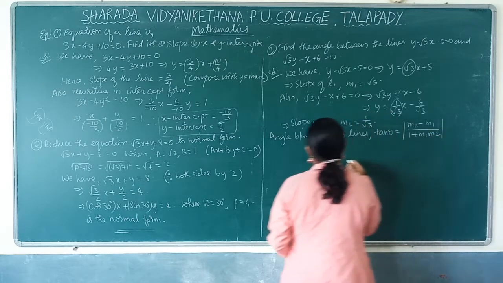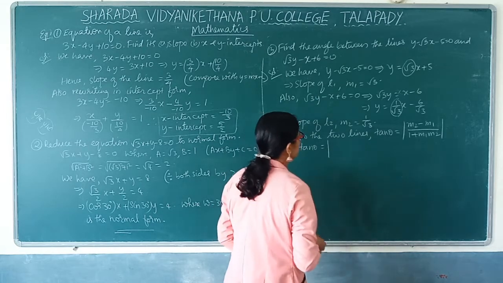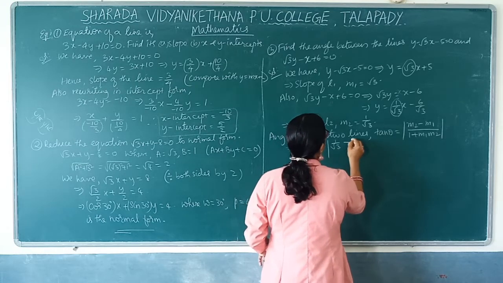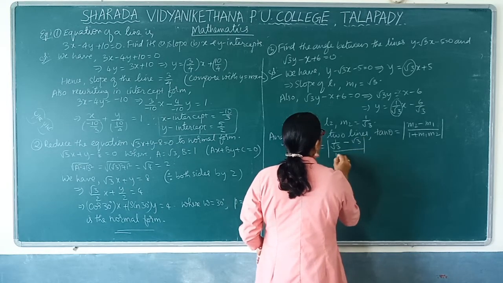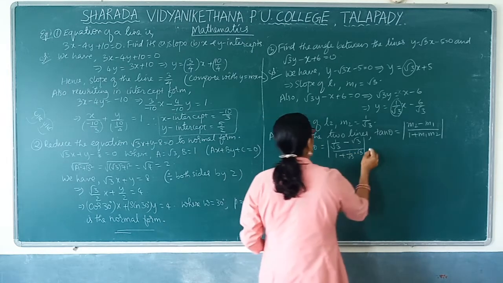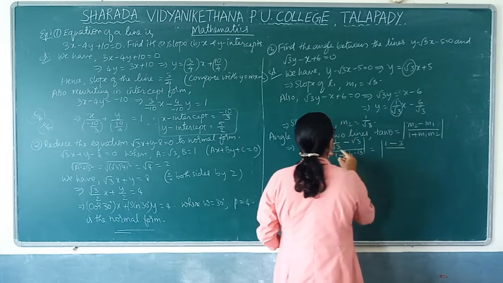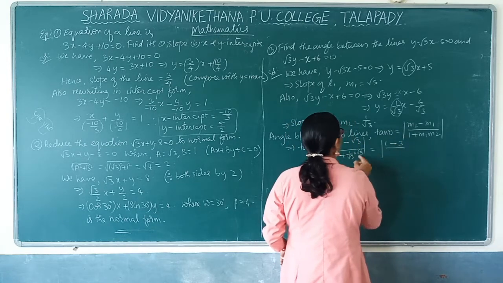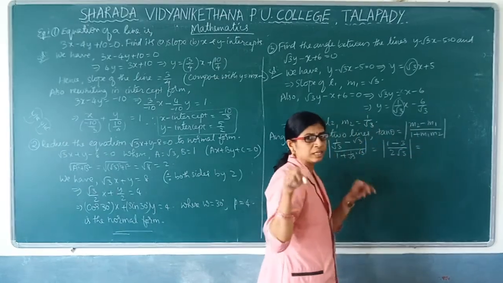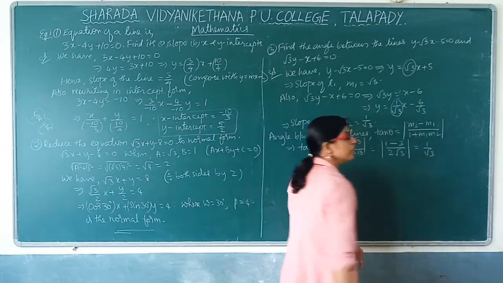So substitute the values. What is tan theta? Tan theta is equal to modulus of m2, we have taken already 1 by root 3, minus m1 which is root 3, divided by 1 plus 1 by root 3 into root 3. So root 3 cancels. So what do we get? This is 1 minus root 3 into root 3 is 3, divided by denominator, root 3 is there. Here 1 plus 1 is 2. So it is 2 root 3. Absolute value we are taking. So it's minus 2, it will become 2 there. 2 cancels. So we get 1 by root 3.